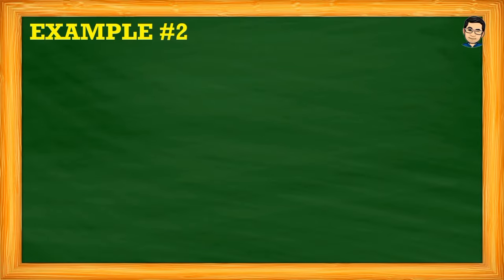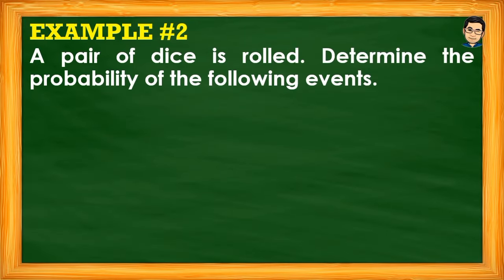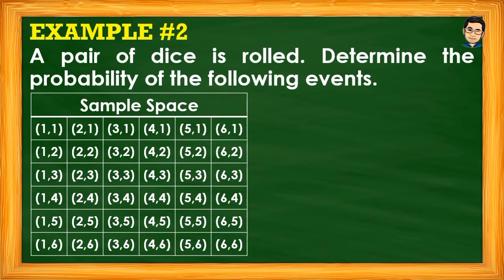So, let's have number 2. A pair of dice is rolled. Determine the probability of the following events. So, nandiyan na rin po yung sample space. Okay? So, para magkaroon kayo ng guide. As you can see, a pair of dice is rolled. Kaya dalawa po ang makikita nating outcome, first and second. For letter A, probability of getting a sum of 5.